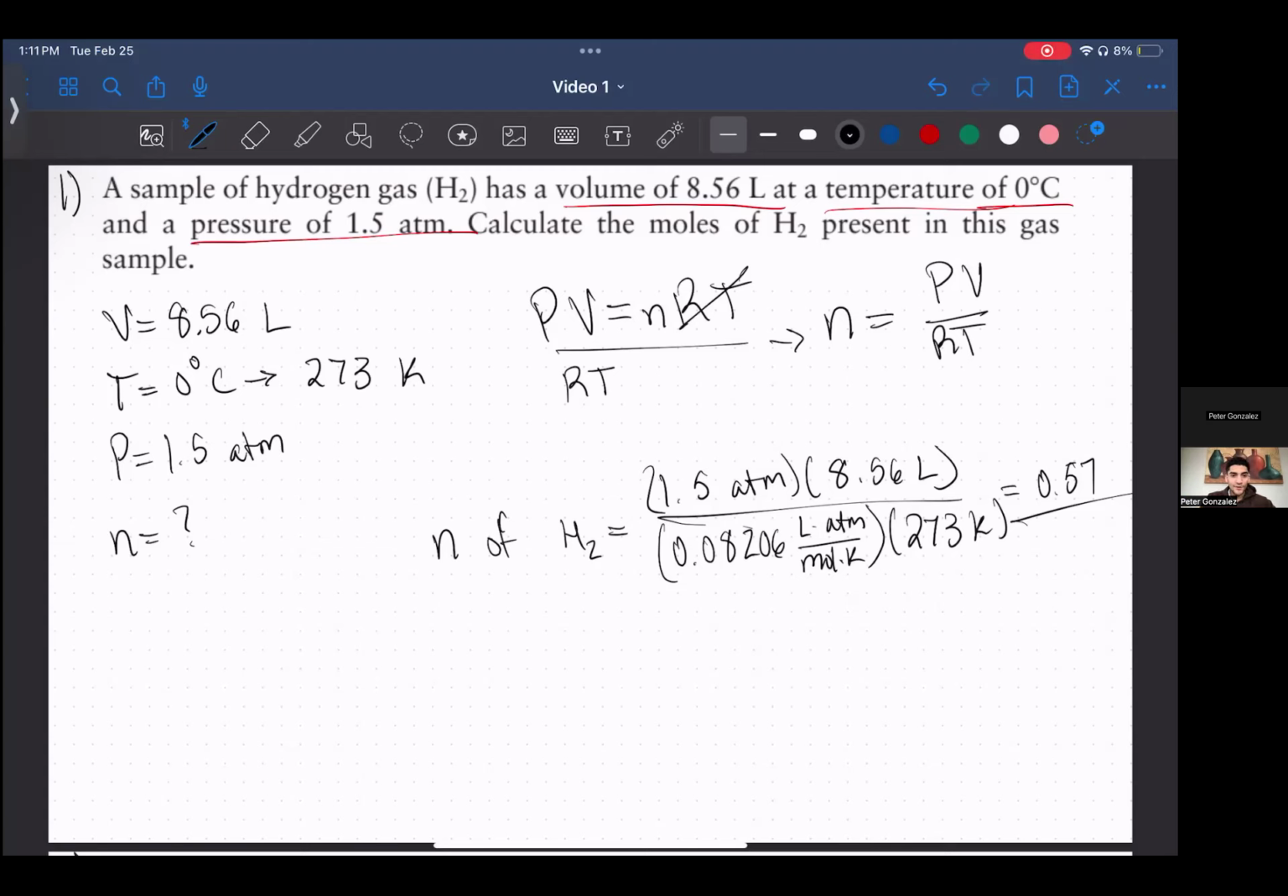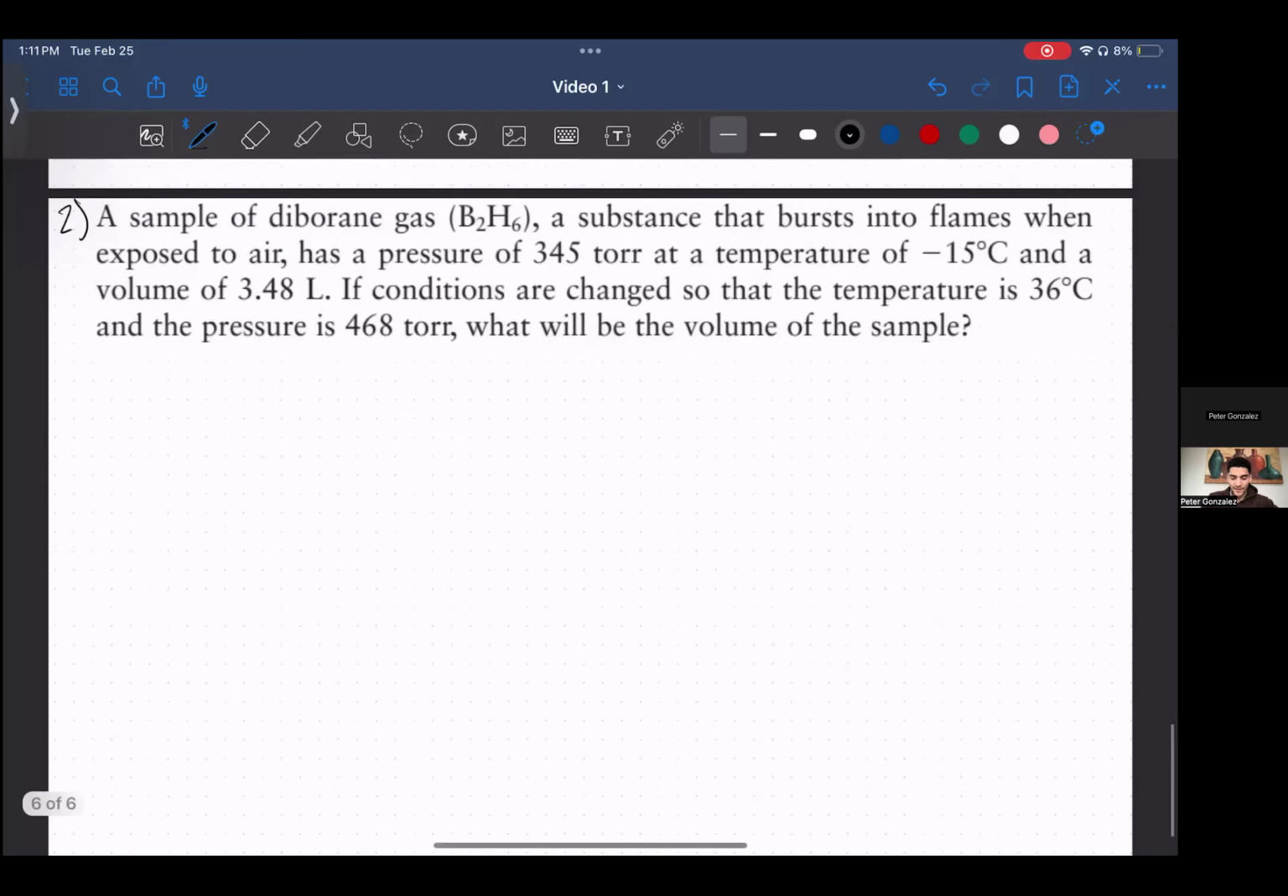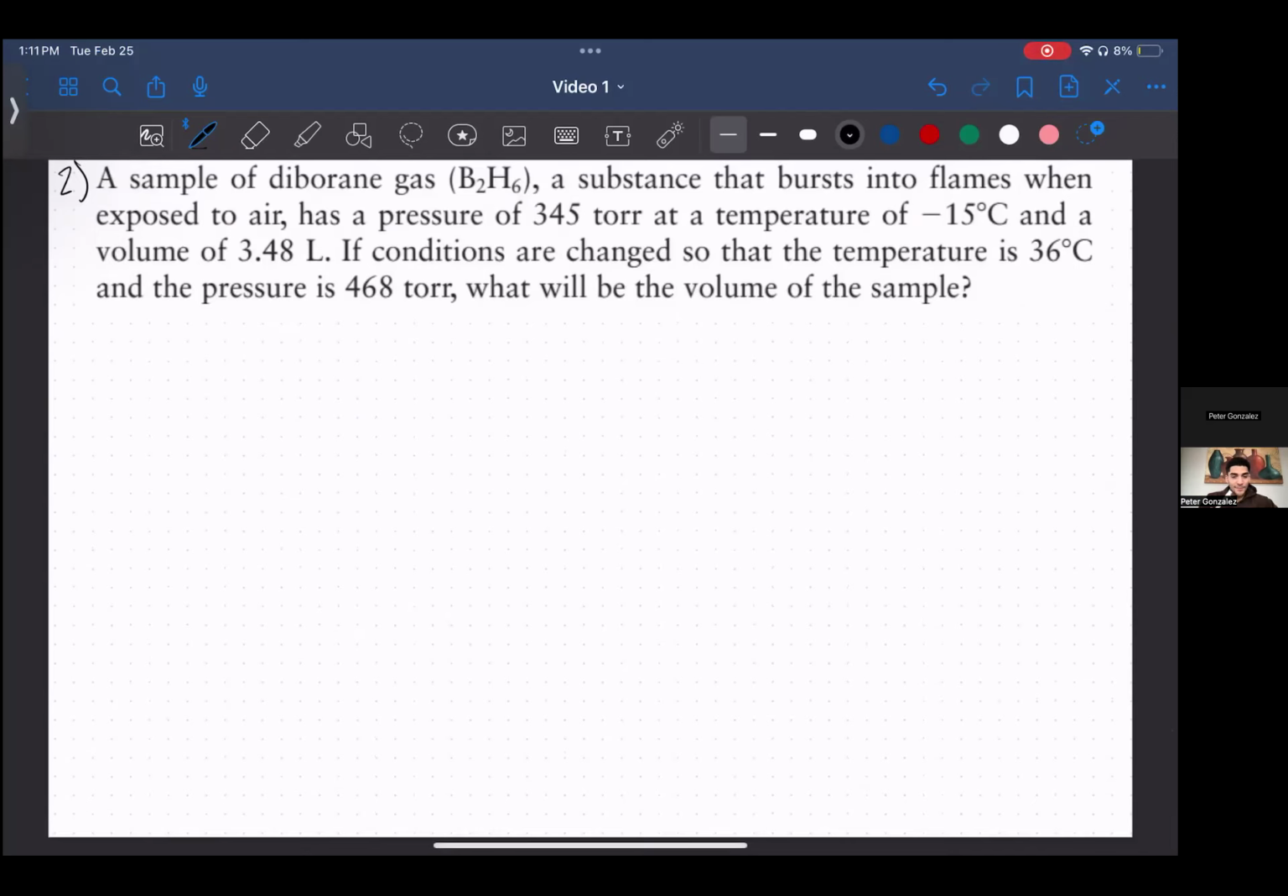And yes, we did that problem. Hopefully you feel pretty good about that. I just want to do one more quick one and then end this video finally. So in this example, we have diborane gas, a really cool substance that can burst into flames when exposed to air. That's just cool chemistry tidbits when you get to OChem. It's really fun. At a pressure of 345 torr, a little weird, not an ATM, a temperature of negative 15 degrees Celsius, and a volume of 3.48 liters. So I'll underline all of those.